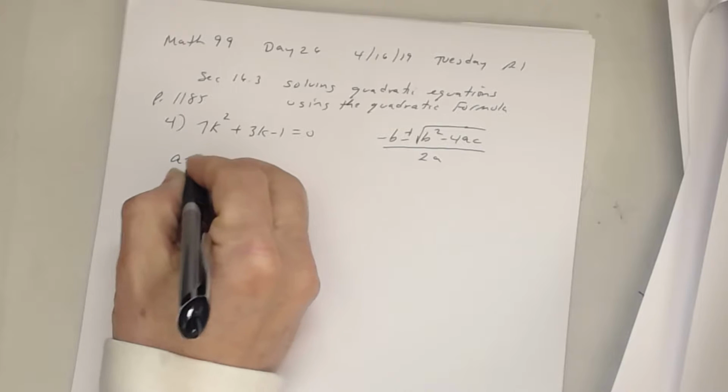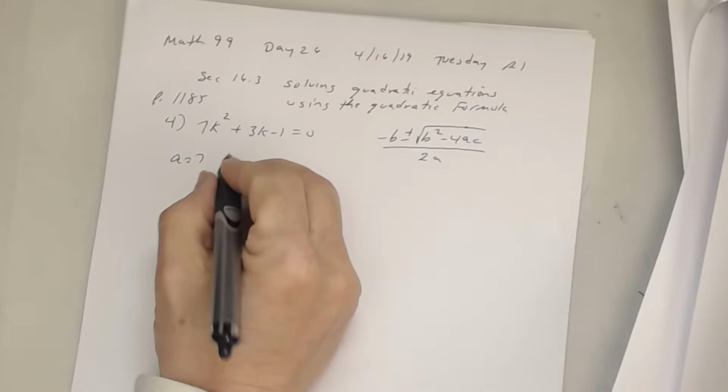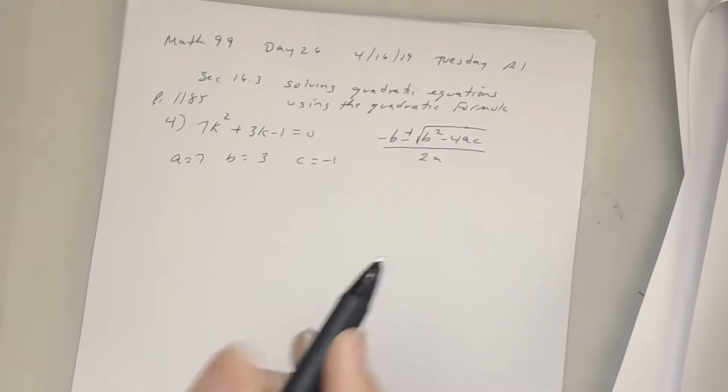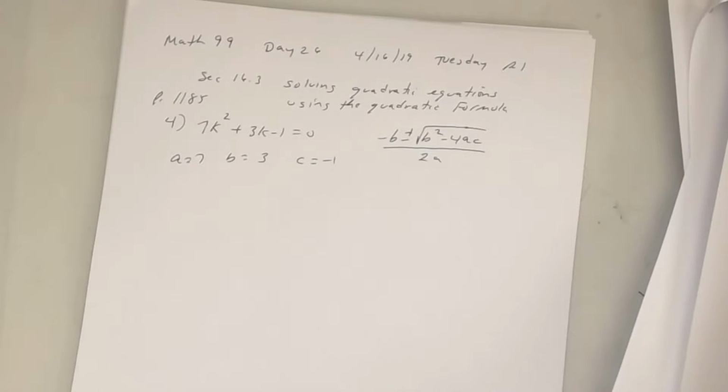Okay, so the other thing you may want to do is actually denote what a, b, and c are. So what's a in this case? 7. And before we go any further, you also have to make sure that your quadratic equation is in standard form. So meaning all the terms on one side, what's on the other side? 0. And it is. So this is in standard form. So a is 7. What's b? 3. And what's c? Negative 1.